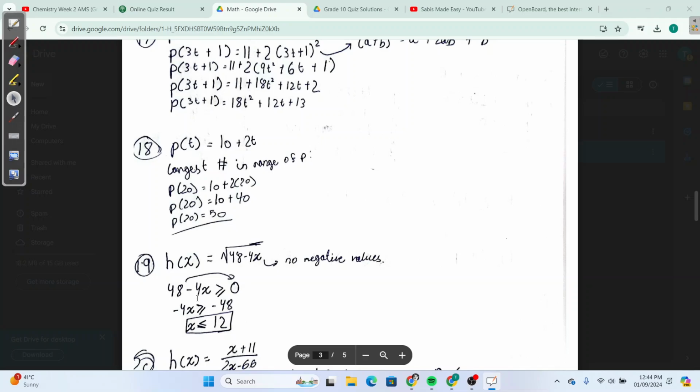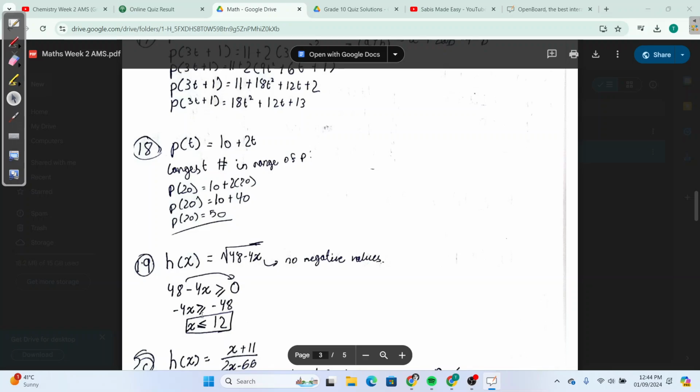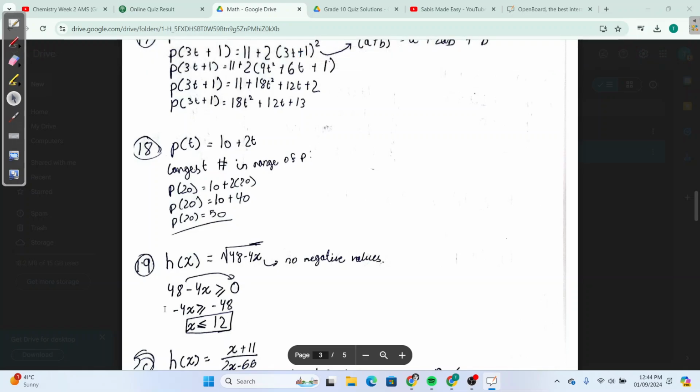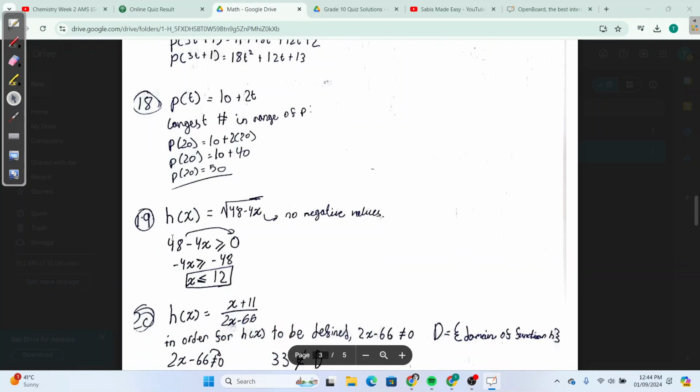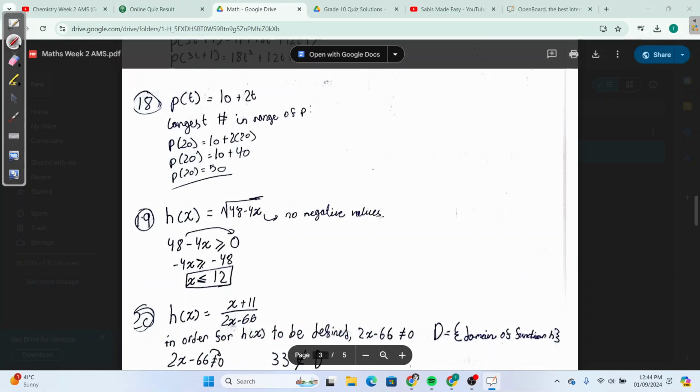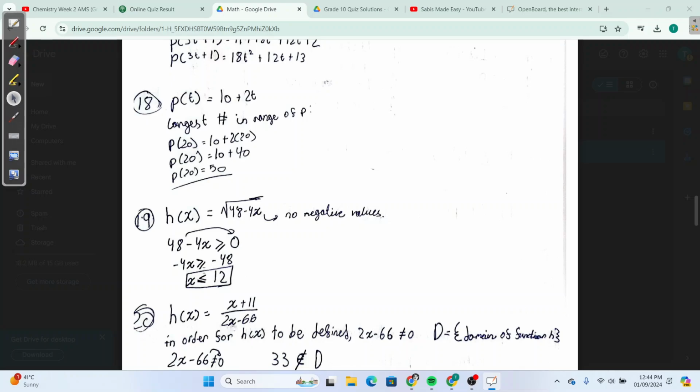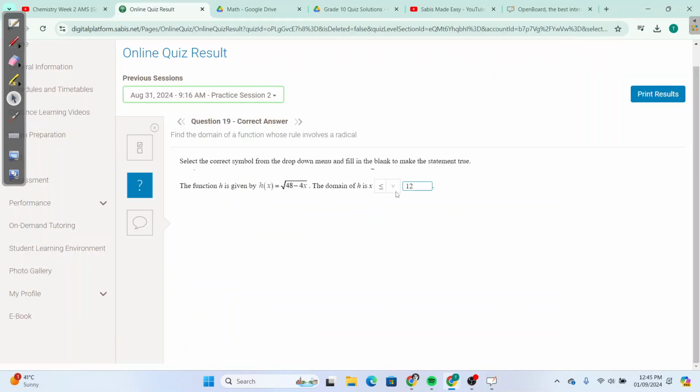Now, you take the 48 to the other side. Negative 4x is greater than or equal to negative 48. Divide by negative 4 on both sides. When you divide by a negative number, you switch the inequality. So x is less than or equal to 12, which, as you can see, is the correct answer.